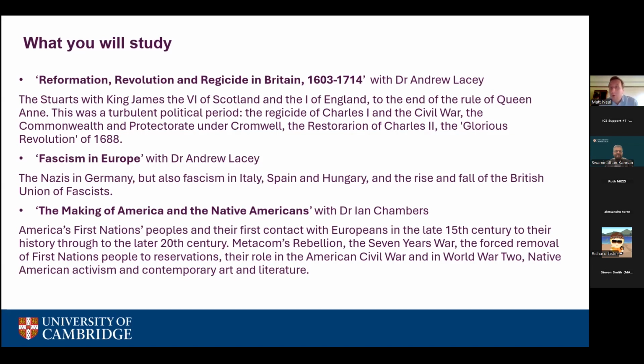Unit 2, also convened by Dr. Andrew Lacey, is a unit called Fascism in Europe. So a rather different period and a rather different set of themes. This unit covers the Nazis in Germany. It also covers fascism in Italy, in Spain, in Hungary, and also the rise and fall of the British Union of Fascists.